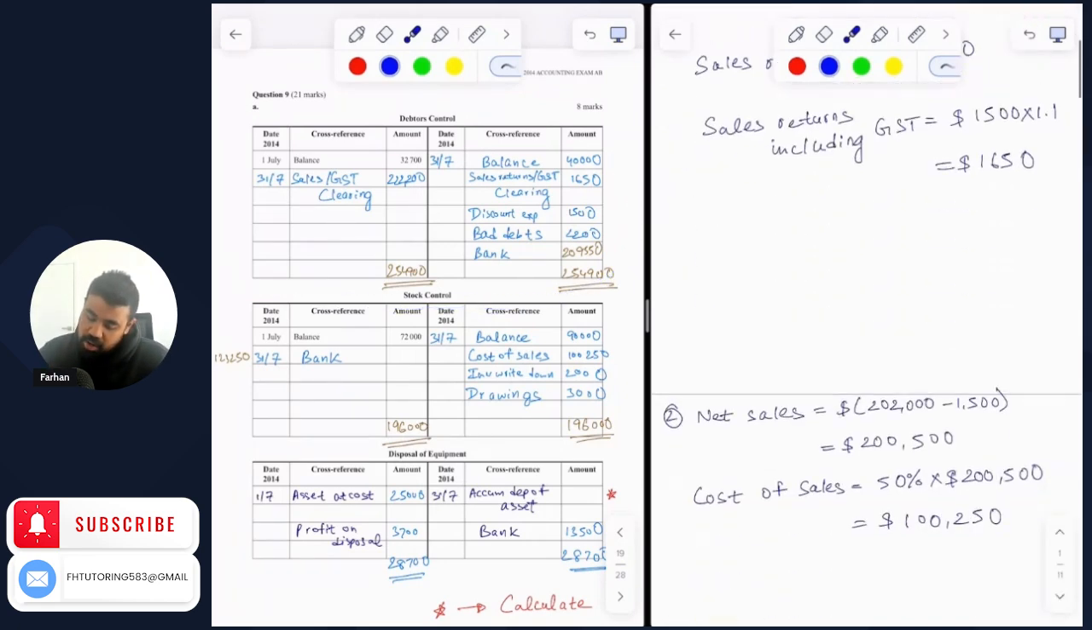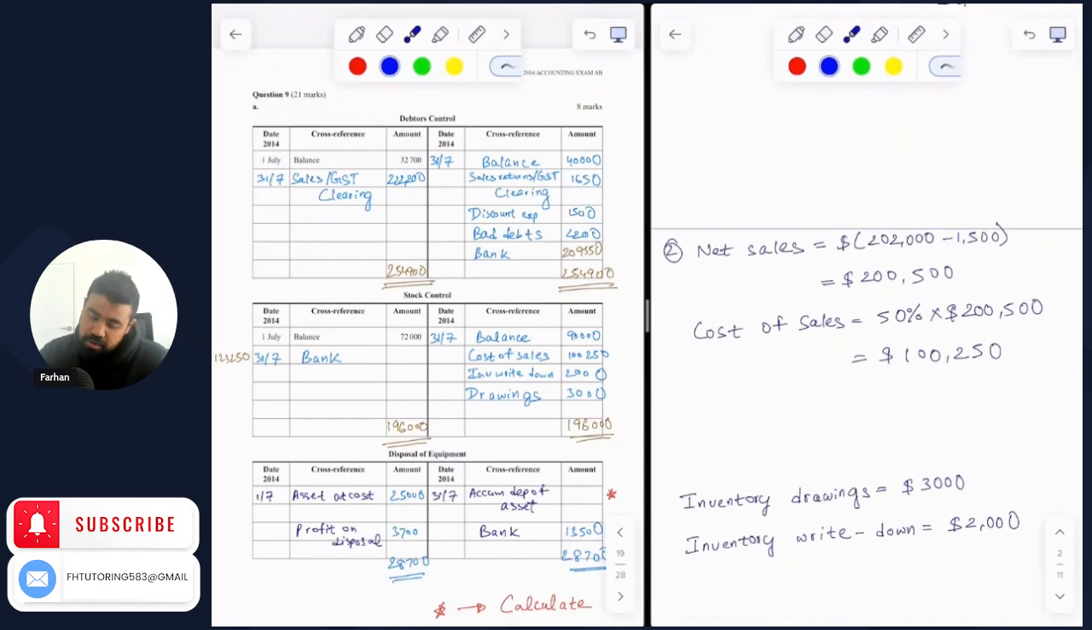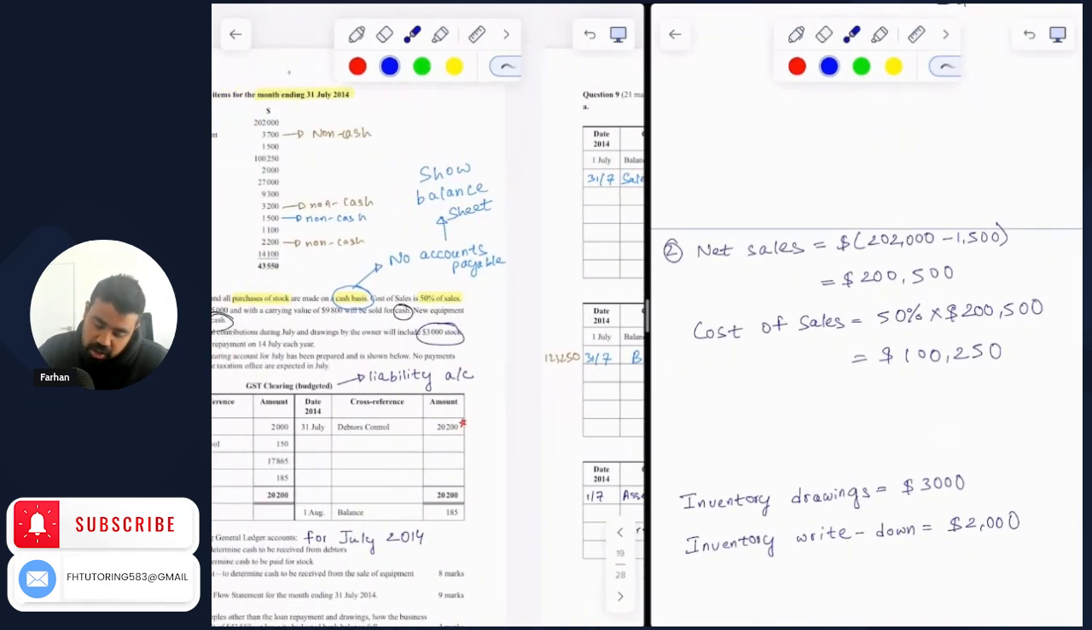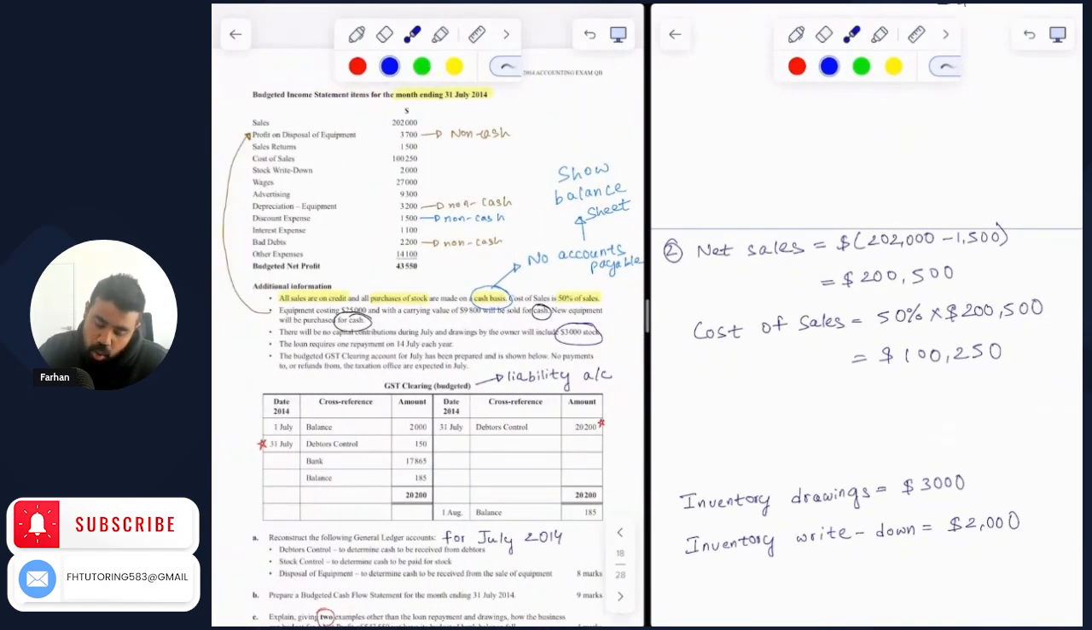So next we have the cost of sales, which is part of the first additional information that mentions that all purchases of stock are made on a cash basis and cost of sales is 50% of sales. So we want to first find the net sales. So how do we find the net sales? Which is the gross sales of $202,000 minus the sales returns of $1,500. And that's how we get $200,500 as the net sales.